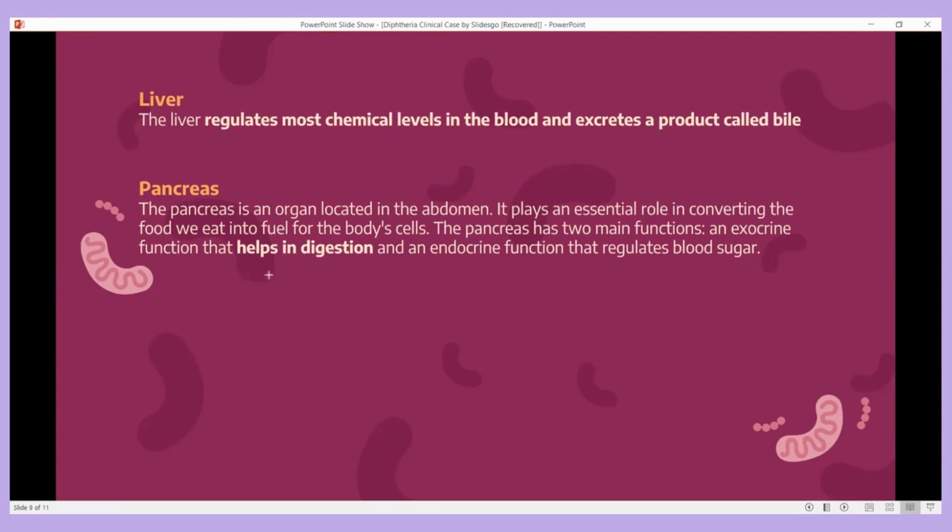And the pancreas is the organ located in the abdomen. And it has two functions. One of the functions is related to the digestive system. The other one is related to the coordination system, that is to produce a hormone that regulates the blood sugar.